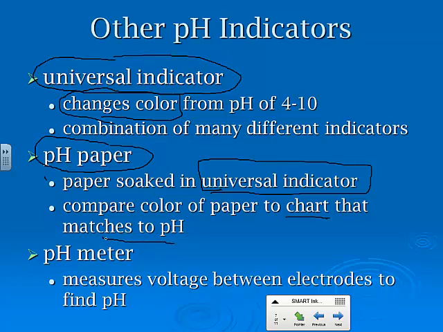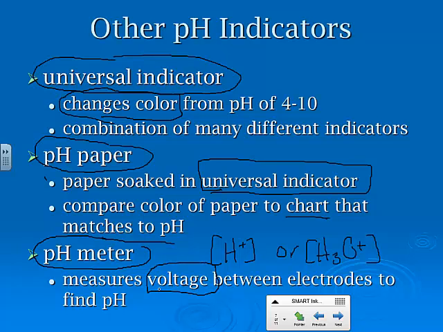And then lastly, we also used a pH meter to determine pH, and this measures the voltage between electrodes, because remember pH is dependent on how much hydrogen ion or hydronium ion, H3O, is present. Okay, so if those are charged particles, there's voltage, and plus it gives us this nice digital readout, which is easier.